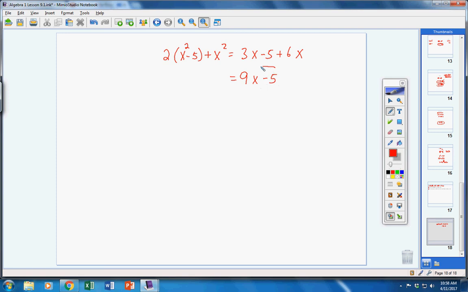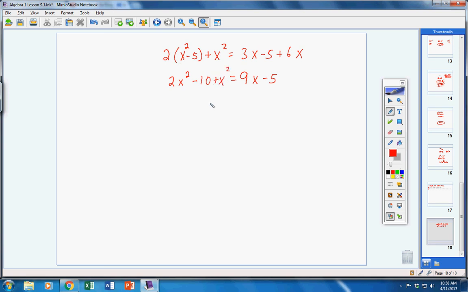You cannot put these together. They are unlike terms. One is an x term and one is a constant term. Okay? You cannot put those together. But we can combine our x terms, and we did that. Now over here, I've got some multiplication. Take your 2 and multiply through the parentheses. 2 times x squared is 2x squared. 2 times negative 5 is negative 10. And then bring down your positive x squared.